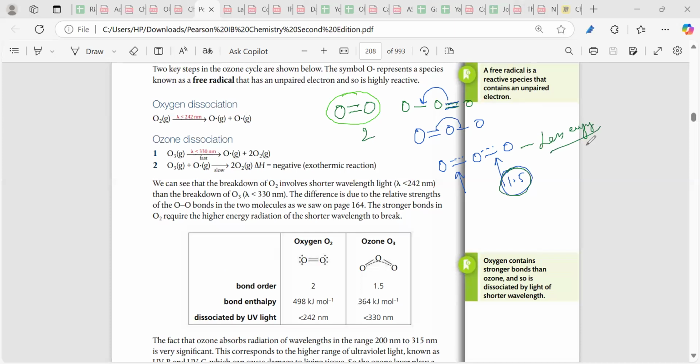And oxygen will need more energy to break. Is it clear? Understood? Fine.